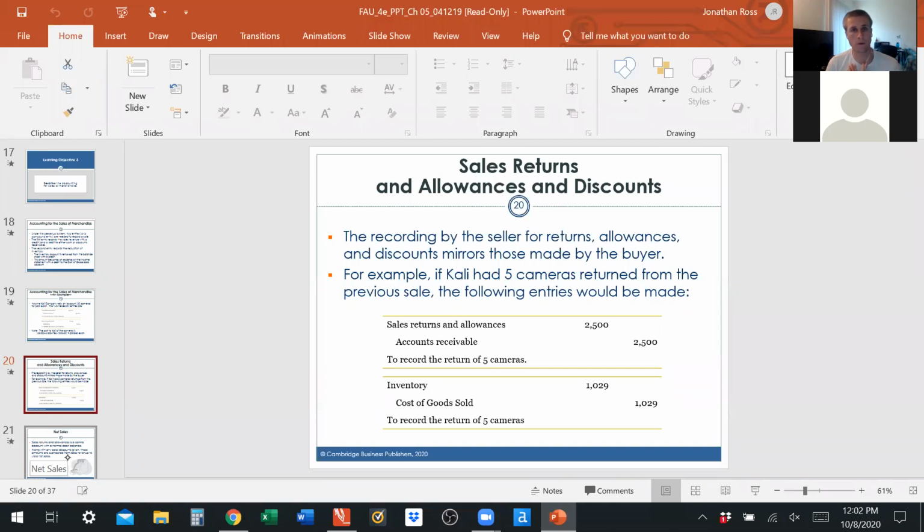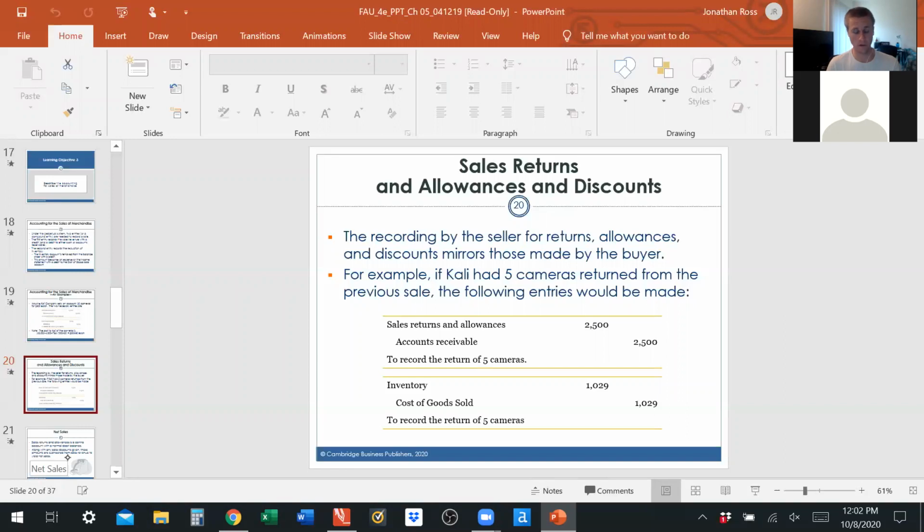What's our journal entry when we receive the 5 back? Well, we have 2 entries under the perpetual system. One entry will undo the sales revenue, because now we no longer can really recognize sales revenue for those 5 because we haven't sold them. I mean, we sold them, but now they're back in our inventory. And the customer doesn't owe us for those 5 anymore because they gave them back to us. So this first entry is the entry that you make under the perpetual system or the periodic system.